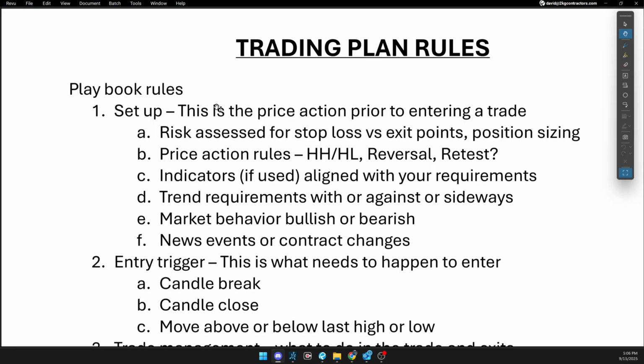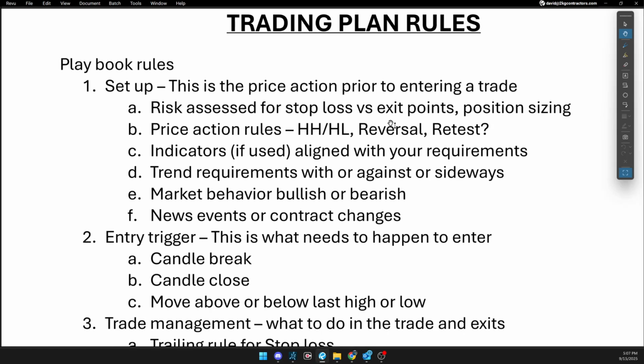So we want to talk about playbook rules. First thing in the playbook rules will be your setup. The setup is, we already know that we have a 3 touch point trend line, or a 2 touch point trend line, that's a setup, but it can be a little bit more than that. Part of your setup for me is my risk is assessed. Before I enter the trade, I know how much I'm risking. I know that that risk is either 1% up to 2% of my budget.